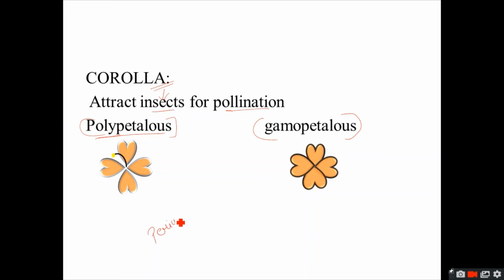So perianth is basically, we call it undifferentiated calyx and petals, or we call it corolla. So these are known as perianth when the corolla and calyx are not differentiated.